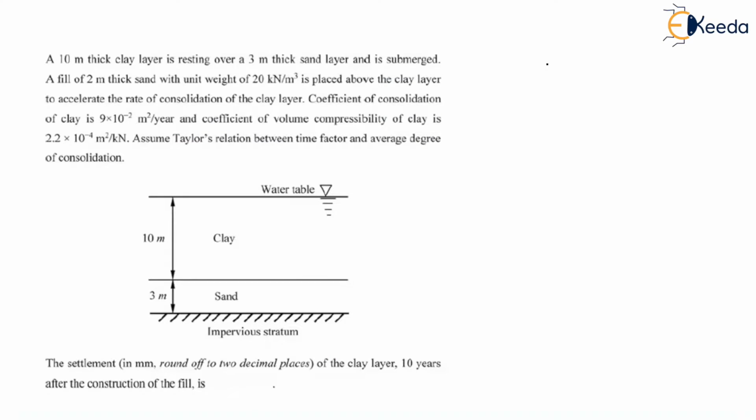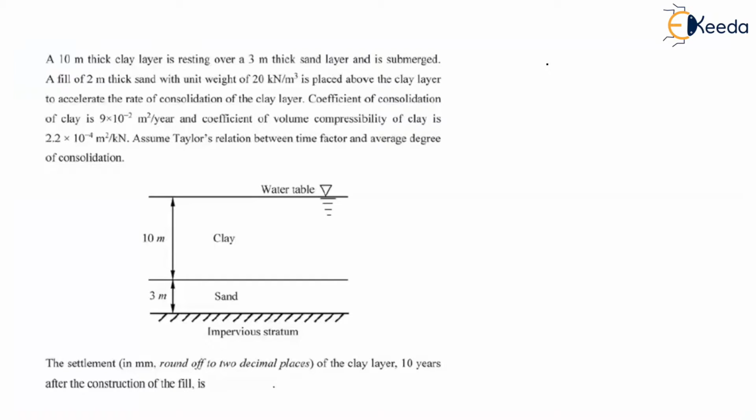A 10-meter thick clay layer resting over a 3-meter thick sand layer is submerged. A fill of 2-meter thick sand with unit weight 20 kilonewton per meter cube is placed above the clay layer to accelerate the rate of consolidation of the clay layer. Coefficient of consolidation is given. Coefficient of volume compressibility is also given.